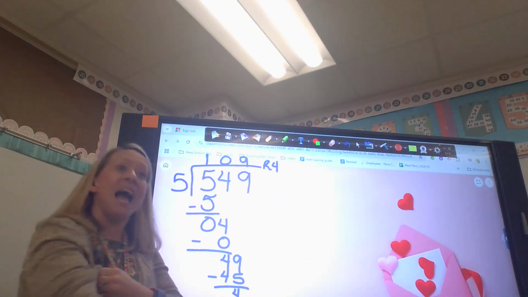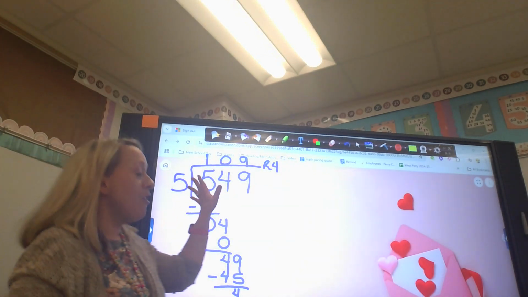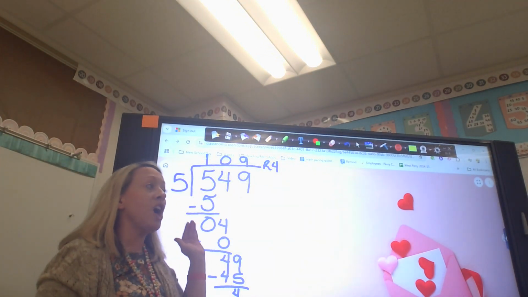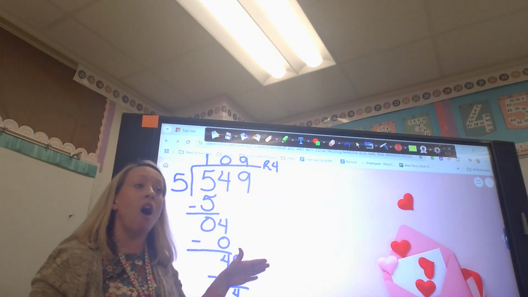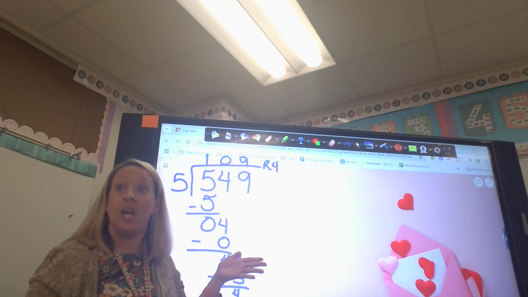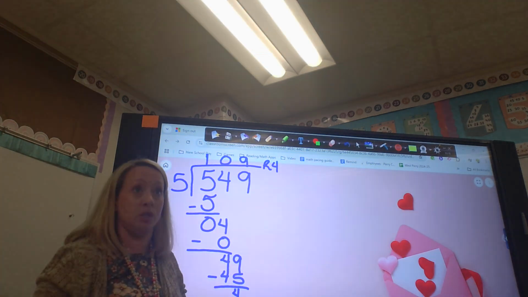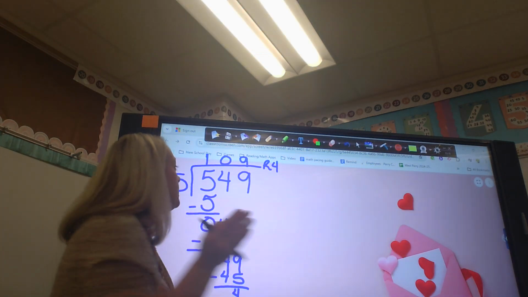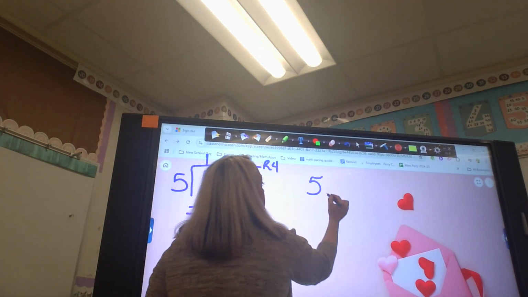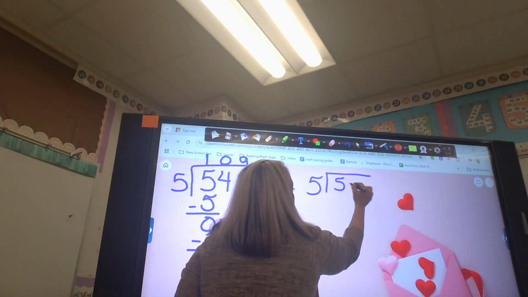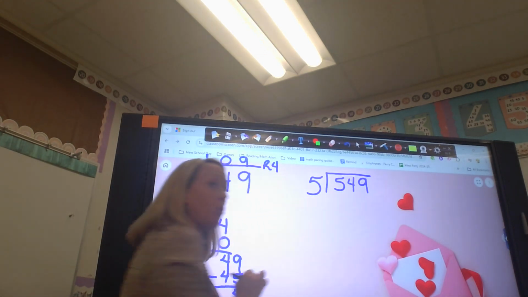is 4. Actually, I should check it. You're exactly right. But first, we're going to do the other method because I saw a lot of you using that method instead, which is perfectly fine. You can choose. From this point on, you get to choose. So, 5 into 549 using the partial quotients method.